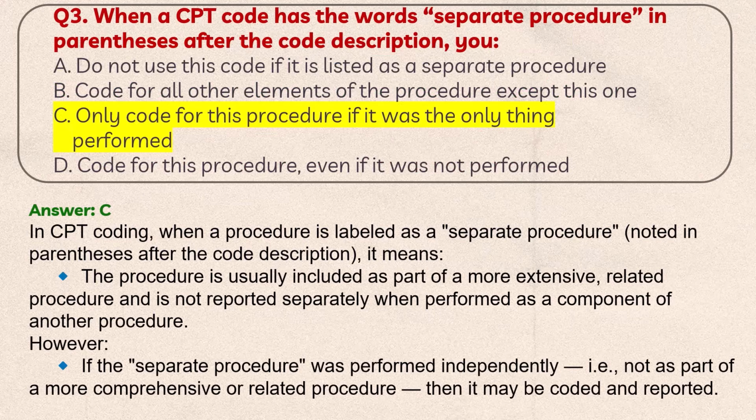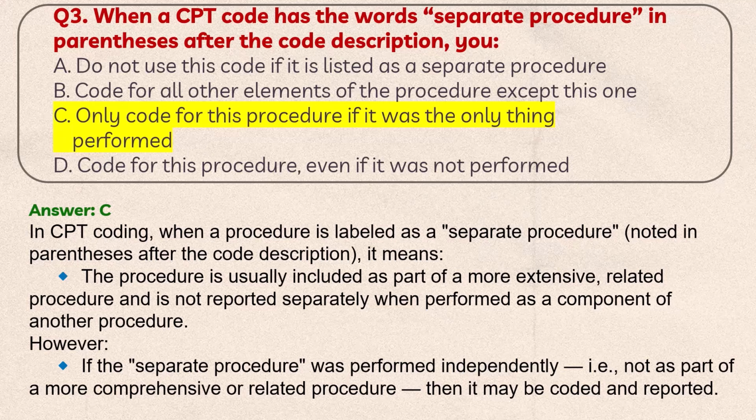So here the correct answer is C. Only code for this procedure if it was the only thing performed. So in CPT coding, when a procedure is labeled as separate procedure, noted in the parenthesis after the code description, it means the procedure is usually included as a part of a more extensive related procedure and is not reported separately when performed as a component of another procedure.